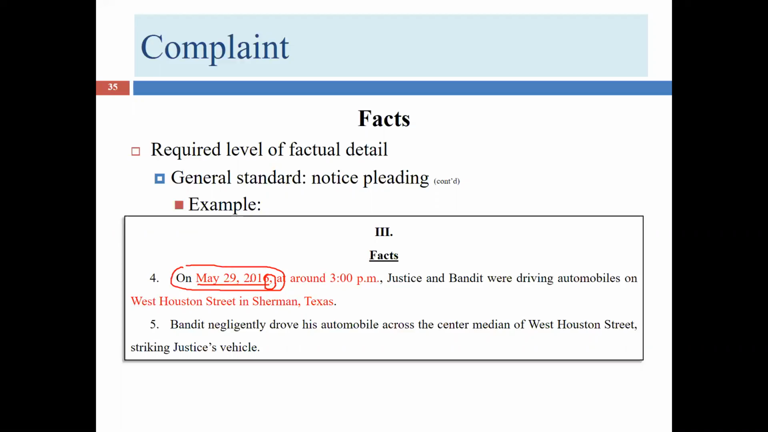On or around May 29, 2016, at 3 p.m., Justice and Bandit were driving automobiles on West Houston Street in Sherman, Texas. This is fine. Probably more people would say on or about, but he does say around. So that's giving some approximation. You don't want to say at 3 p.m. as if you are 100% certain it wasn't 2:59 or 3:01 p.m. Bandit negligently drove his automobile across the center median at West Houston Street, striking Justice's vehicle. Pretty good description. We're using the word negligently, but we're also telling the story. So that's an effective way of describing the facts.